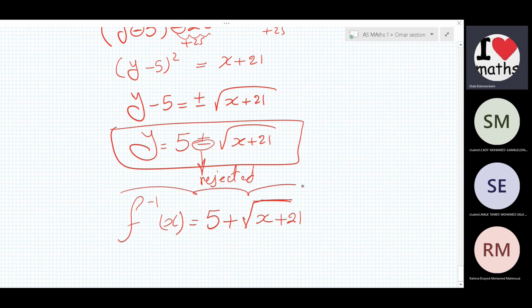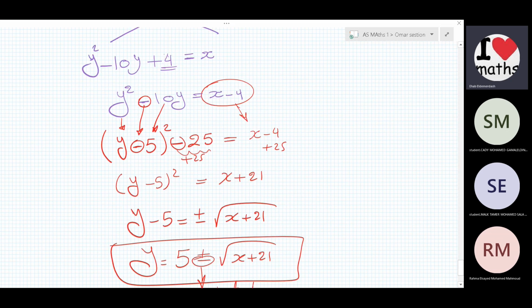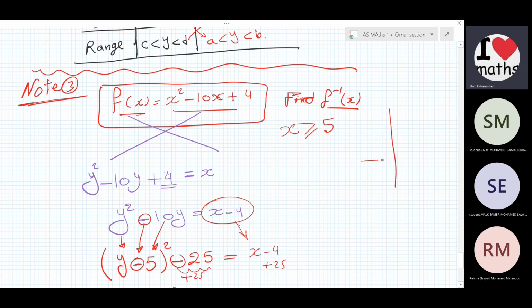Okay, so we get this expression. We agreed on the inverse part. This information is so important. Now, this function is actually a parabola.